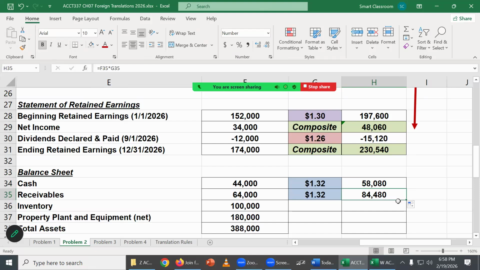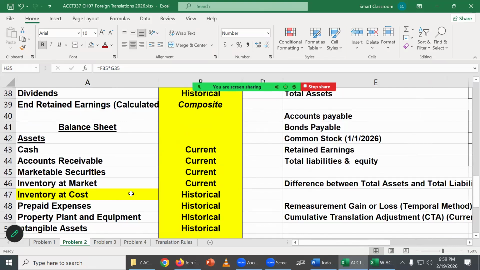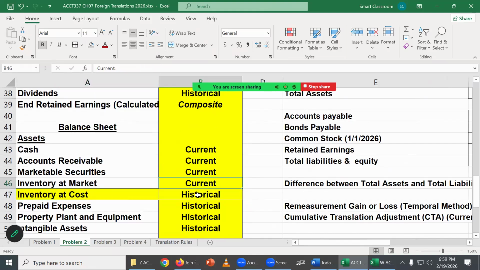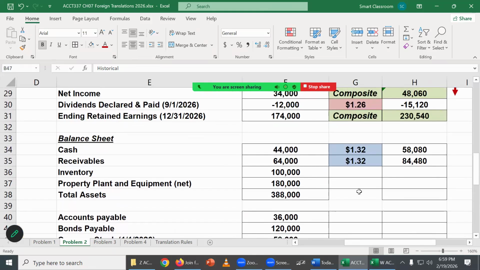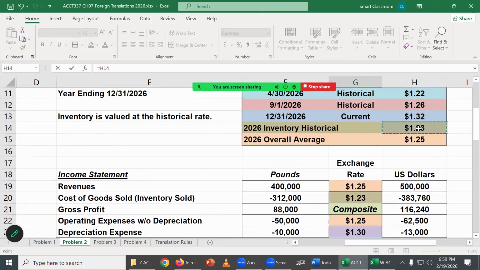Now, the inventory, we're going to need to put this on at historical cost. And basically it goes on at historical cost, unless it's the net realizable value. So inventories can go on at historical cost, which is $1.23.